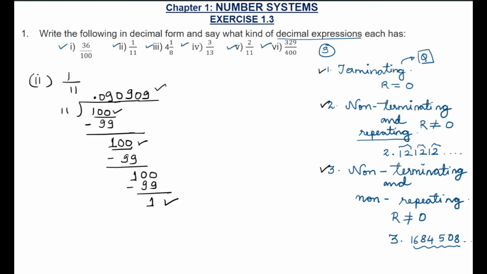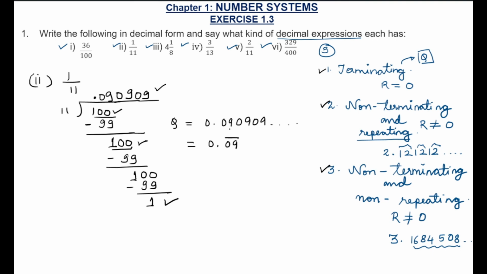Now let us check the quotient. The quotient that you get here is 0.090909, and it will keep on coming in the same manner. It means this term 09 is repeating itself. So I'll put a bar over it, that this 09 pattern is actually repeating itself.